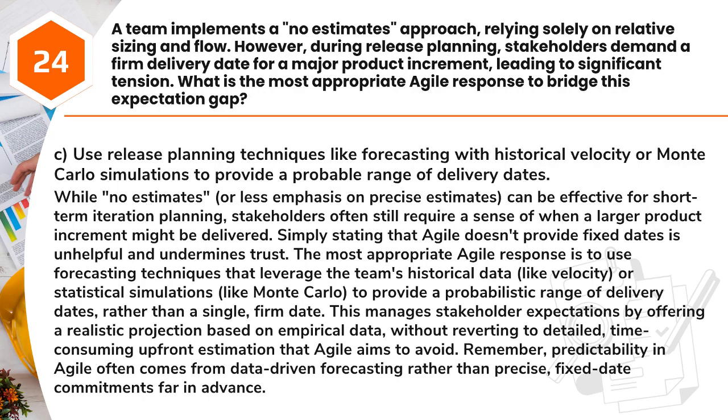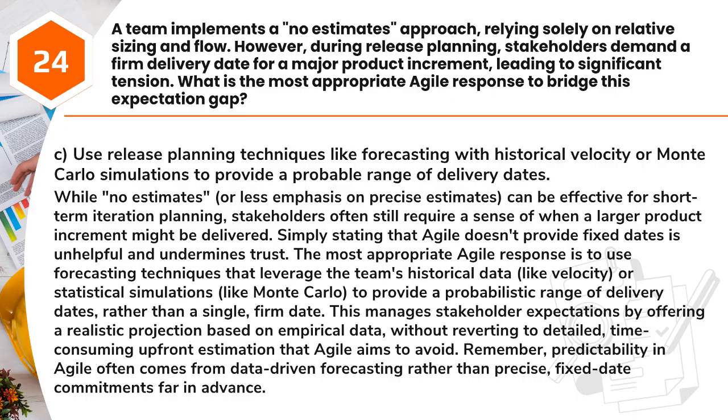Answer, C. Use release planning techniques like forecasting with historical velocity or Monte Carlo simulations to provide a probable range of delivery dates. While no estimates, or less emphasis on precise estimates, can be effective for short-term iteration planning, stakeholders often still require a sense of when a larger product increment might be delivered. Simply stating that Agile doesn't provide fixed dates is unhelpful and undermines trust.